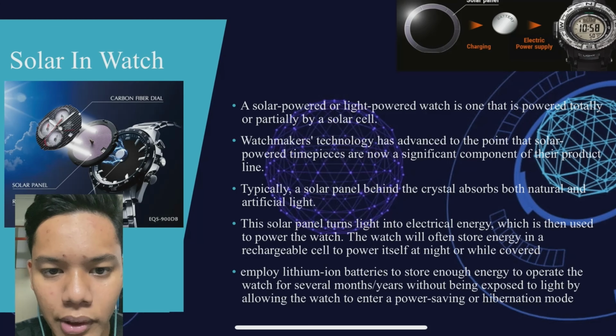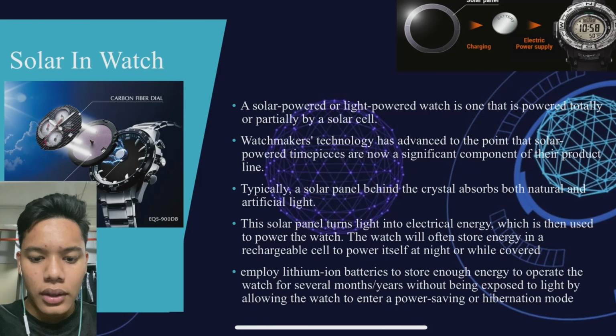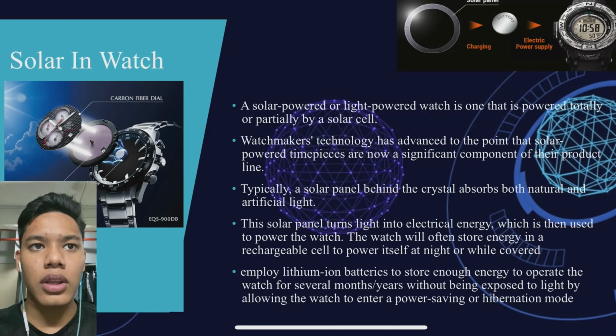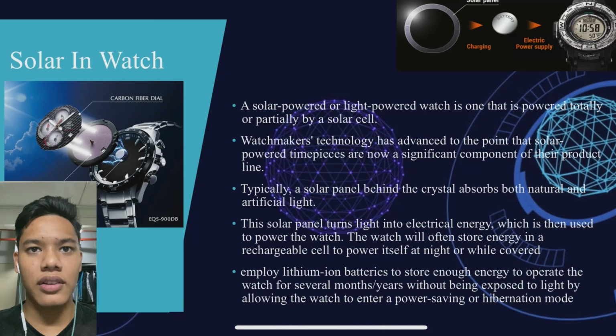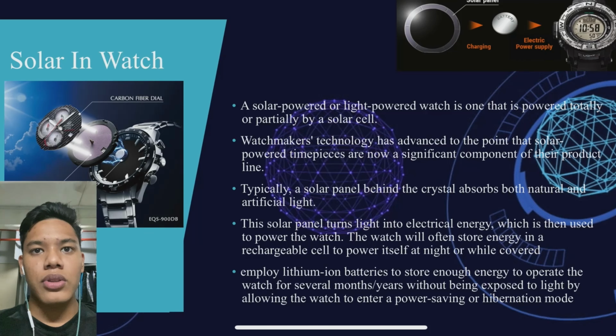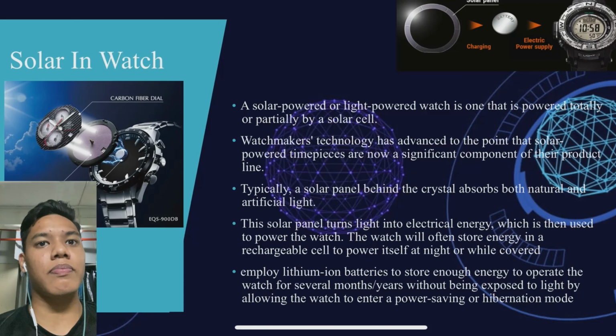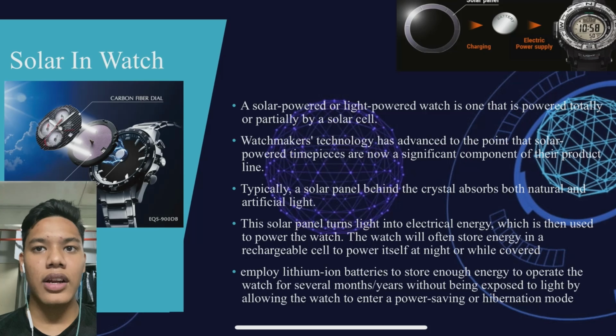I will tell you about the example of the existing system. The first is solar in watch. A solar powered or light powered watch is one powered totally or partially by a solar cell. Watchmaker technology has advanced to the point that solar powered timepieces are now a significant component of the product line.